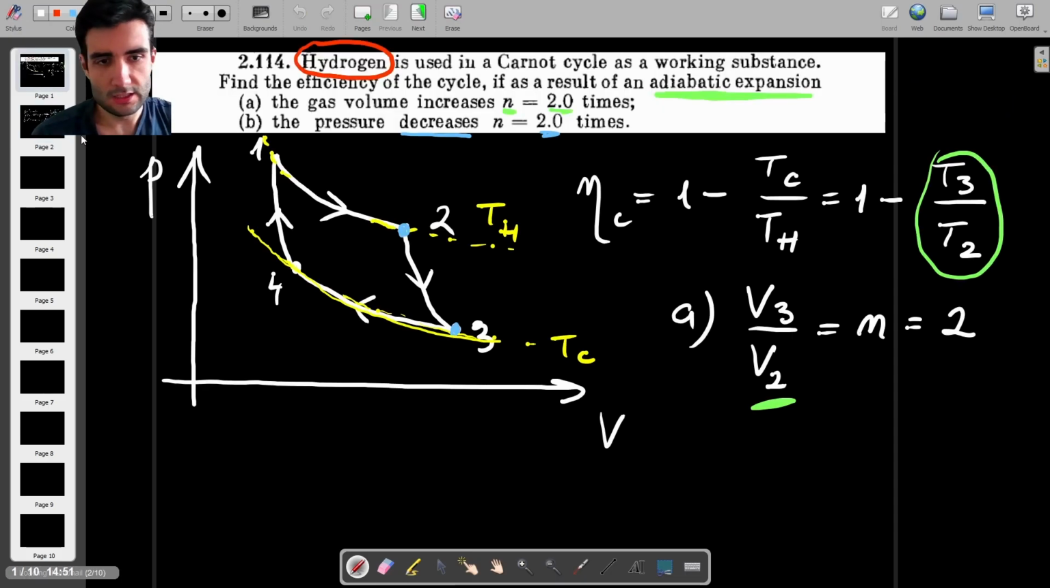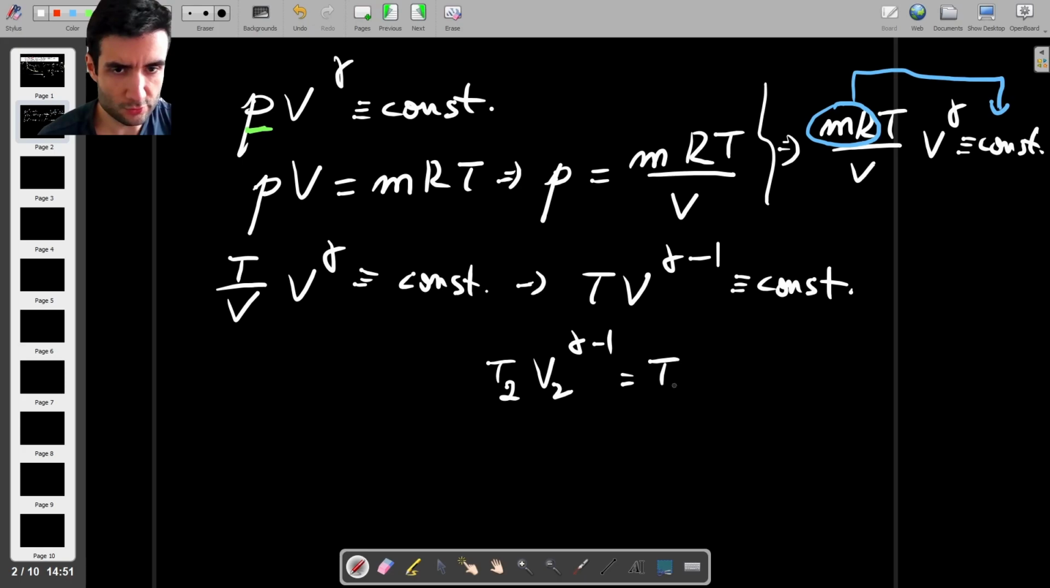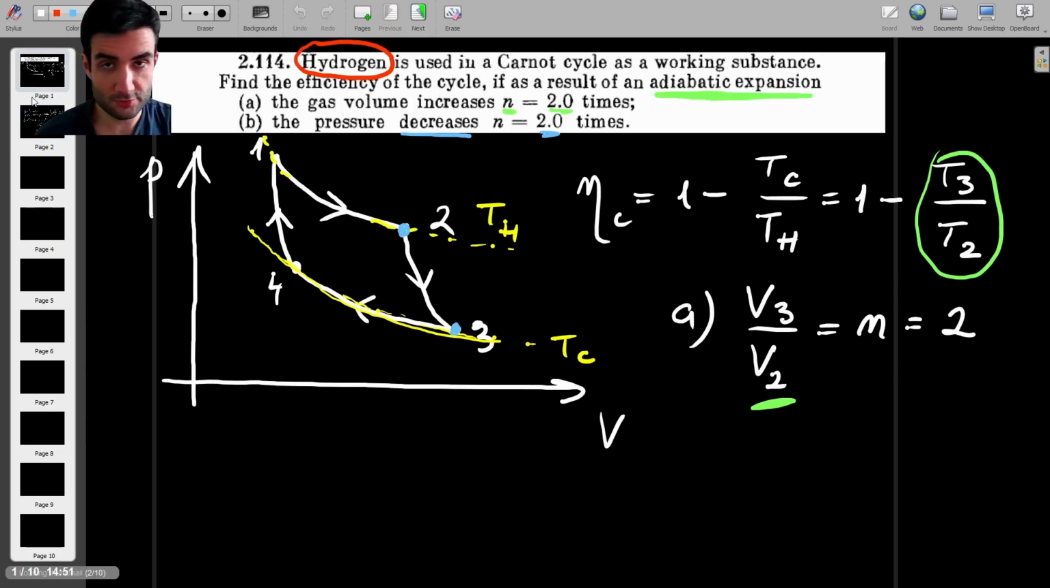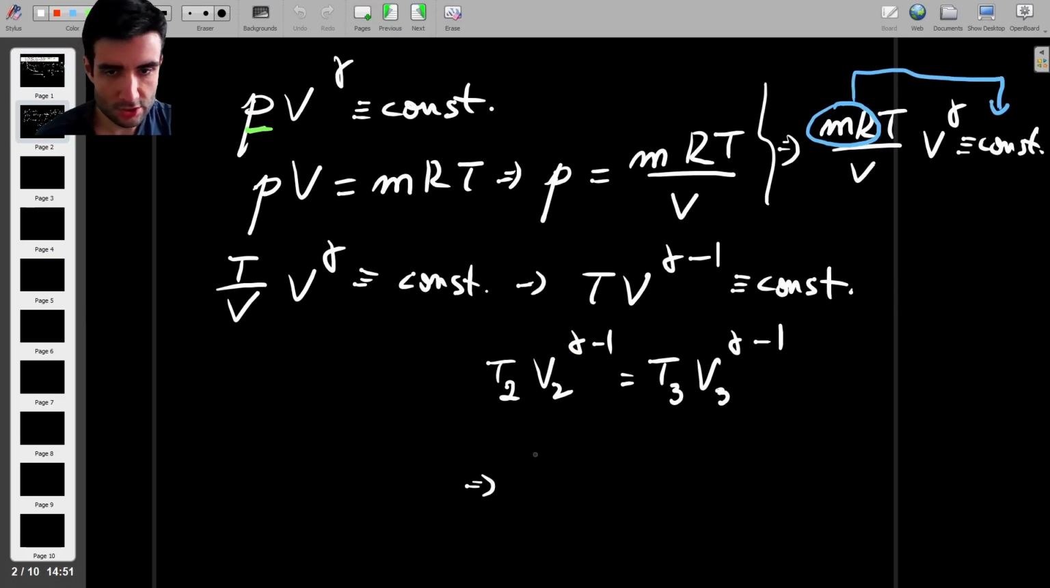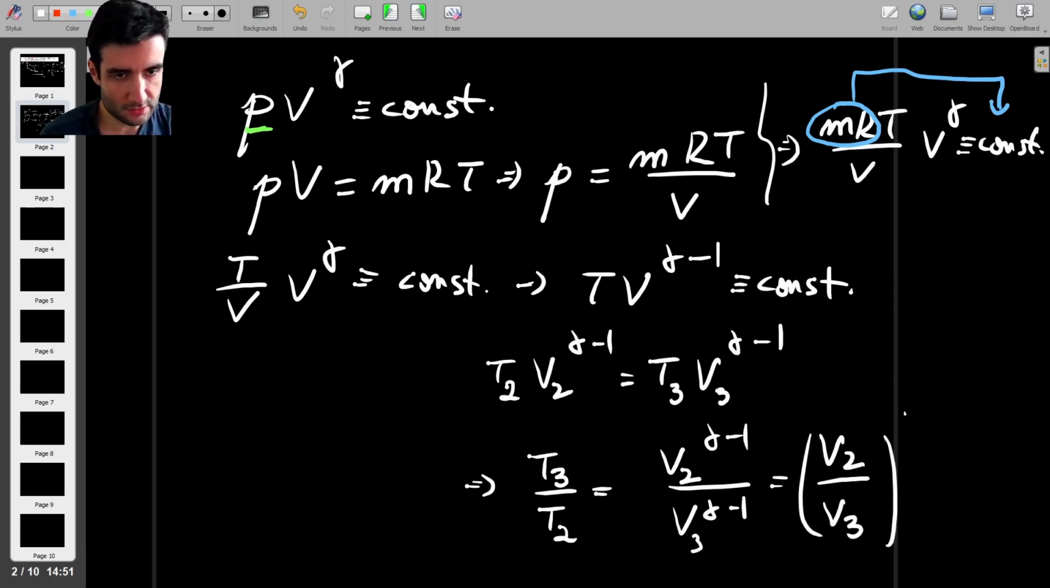So let's apply that for the isentropic process from 2 to 3. So that gives us that T2 V2 to the gamma minus 1 is equal to T3 V3 to the gamma minus 1, which means that the ratio that we care about, the T3 over T2, is going to equal V2 to the gamma minus 1 over V3 to the gamma minus 1, which is V2 over V3 to the gamma minus 1.